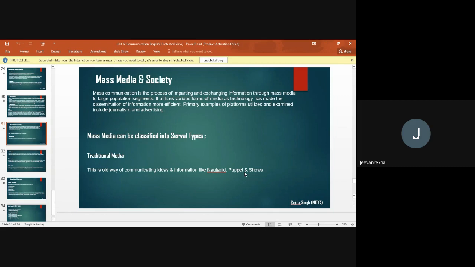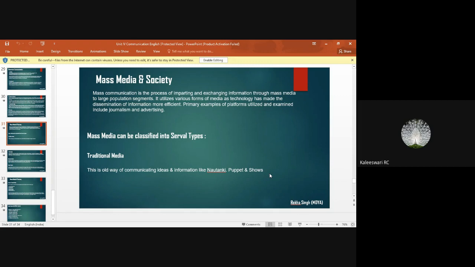Mass media can be classified into several types. What? Traditional media. This is a very interesting topic. What is traditional media? This is the old way of communicating ideas and information, like Nautanki, puppet shows. Have you seen a puppet show? You know, in the movies. A puppet show means Rajasthani Katputli, where they perform on the thread and all. Puppet show. Yes, ma'am.